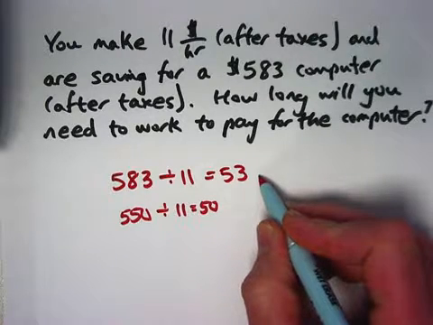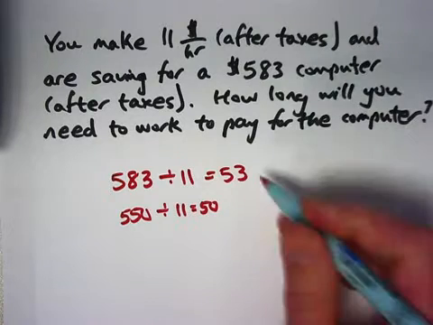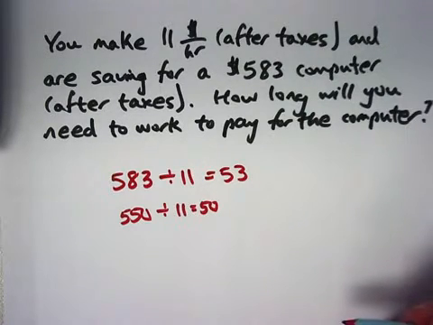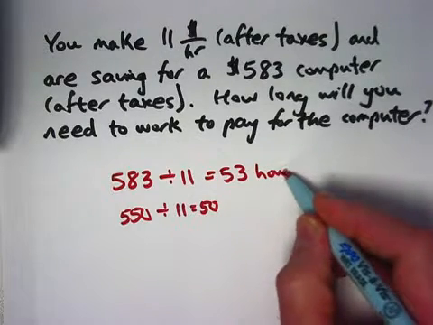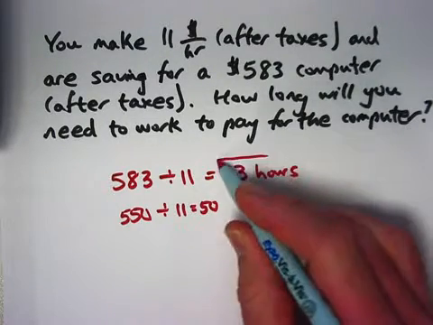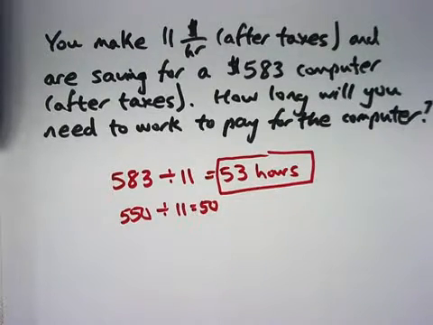The quotient will be 53 and the remainder will be 0. I won't even bother writing remainder 0 because this is exact as it is. So that's going to tell you that you're going to need to work 53 hours if you make $11 an hour to pay for a computer that costs $583.